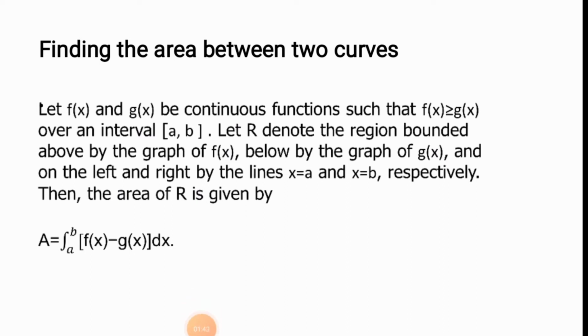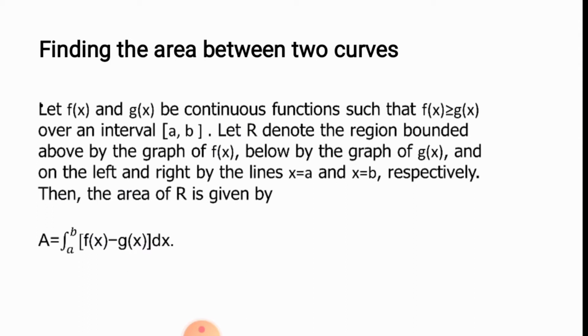Let f of x and g of x be continuous functions such that f of x is greater than or equal to g of x over an interval [a, b]. Let R denote the region bounded above by the graph of f of x, below by the graph of g of x, and on the left and right by the lines x equals a and x equals b, respectively. Then the area of R is given by A equals the integral from a to b of f of x minus g of x dx.